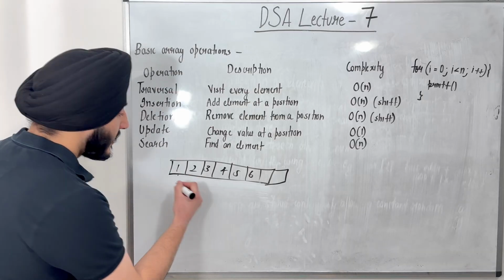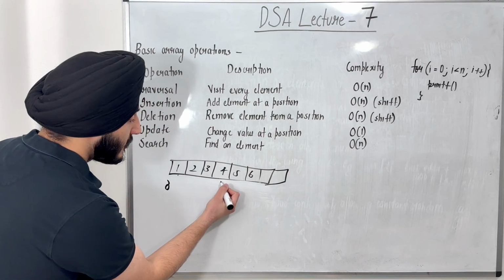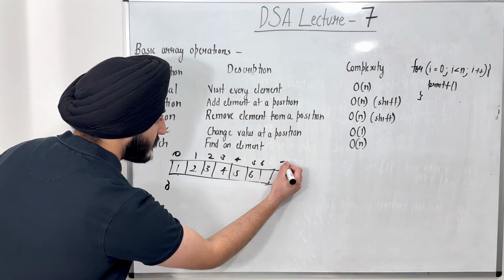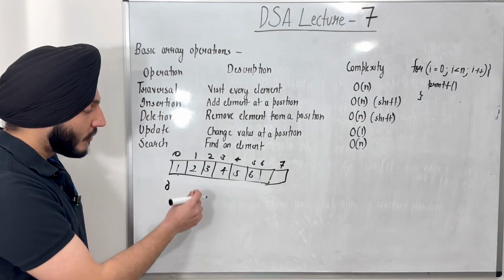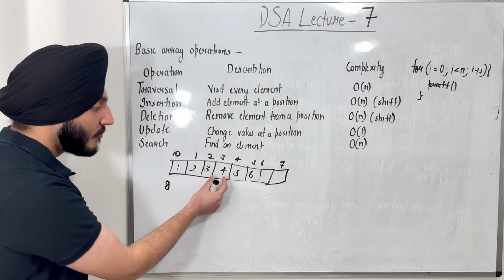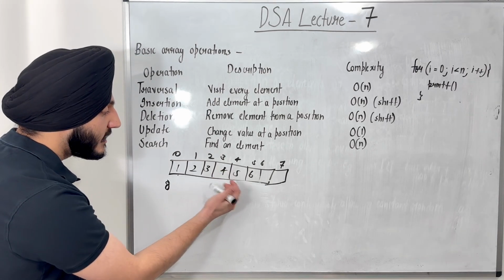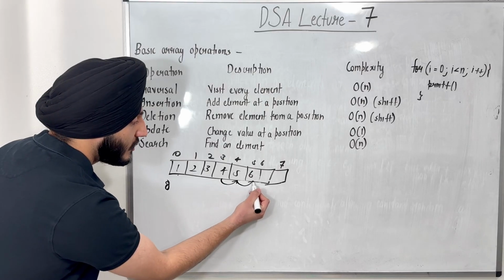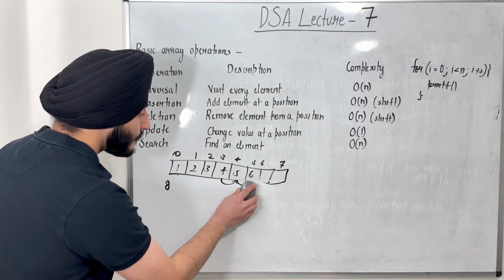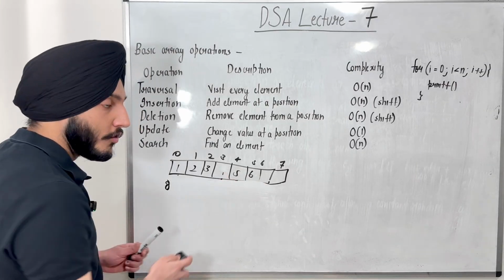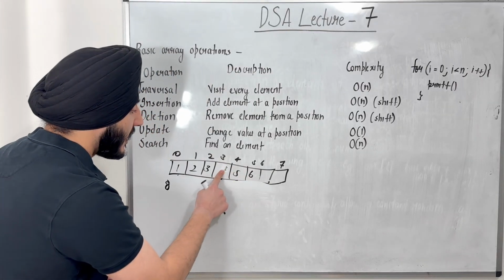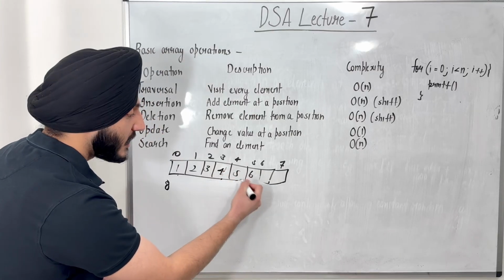Now, if I want to add, let's say, 8 at position 3, so this is 0, 1, 2, 3, 4, 5, 6, 7. If I say that I want to add the element 8 at position 3, then I would have to remove this 4, add 8, and then keep shifting the elements to the next place. I'll quickly show you how that's going to work. I replace this 4 with the 8, and then I shift all the elements around. Or I should say, I first shift the elements and then I add an 8.